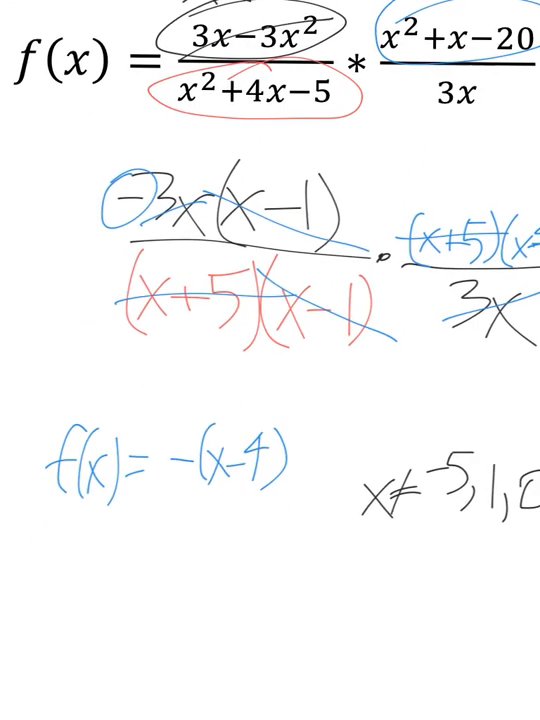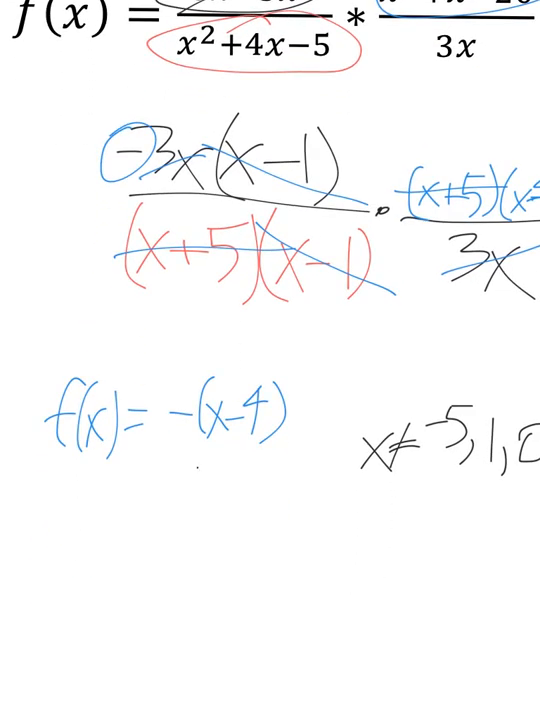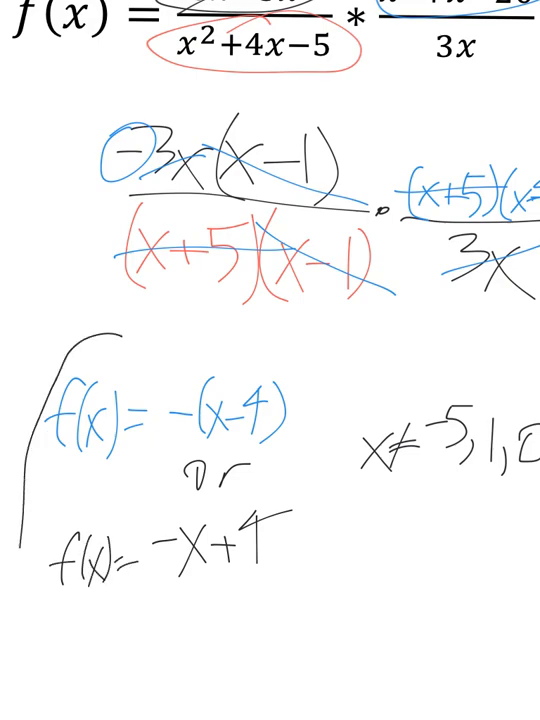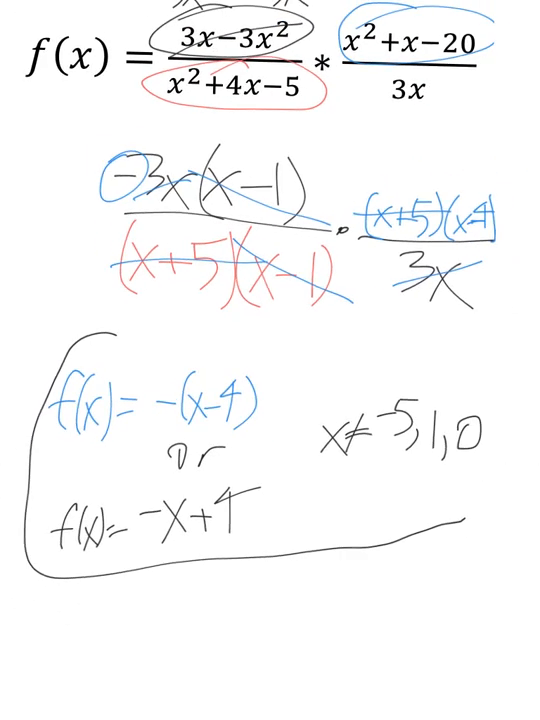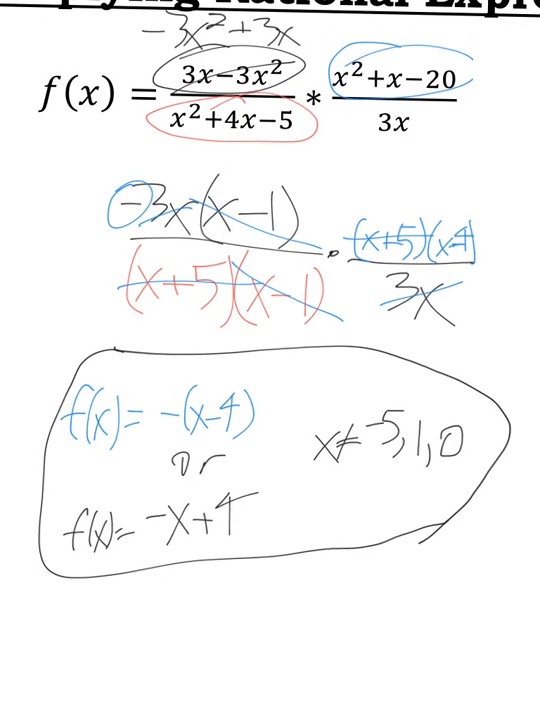And if you want to go ahead and distribute that, you can. I'd also accept that it equals negative x plus 4. All right? But where x can't equal negative 5, 1, and 0, okay? So let's turn our attention to one more example.